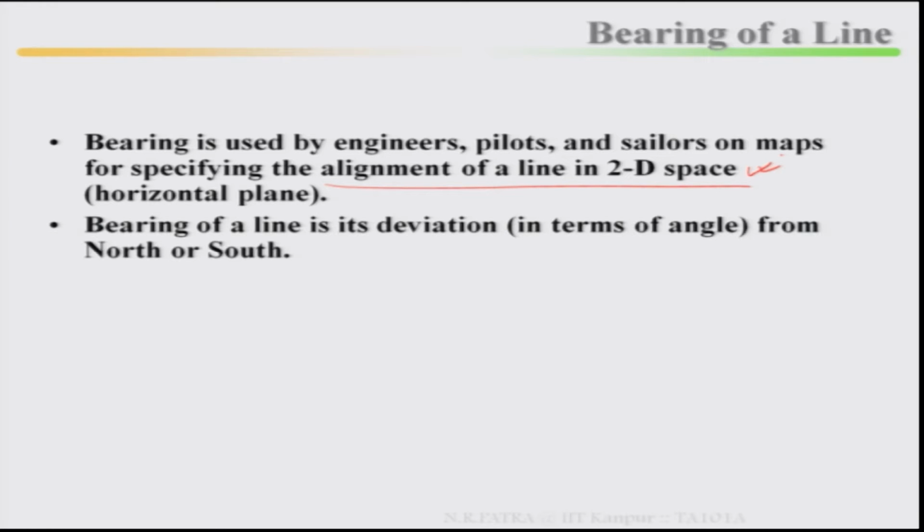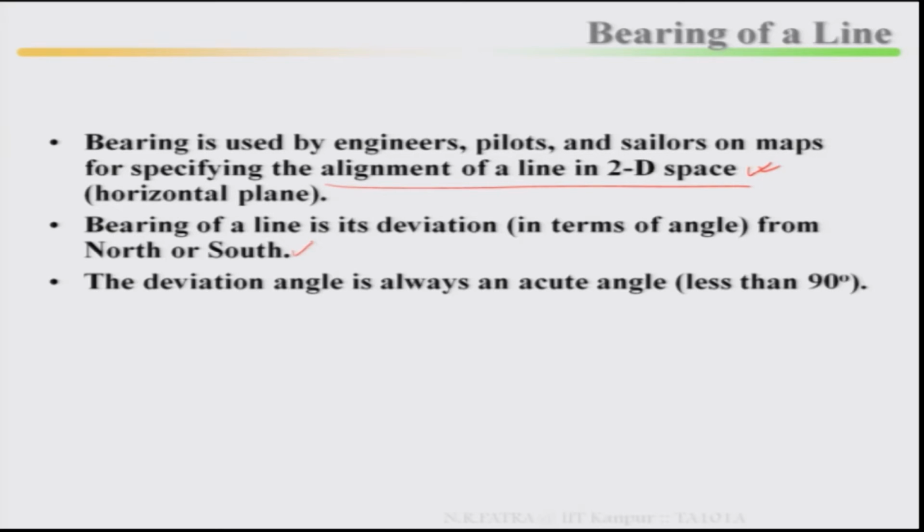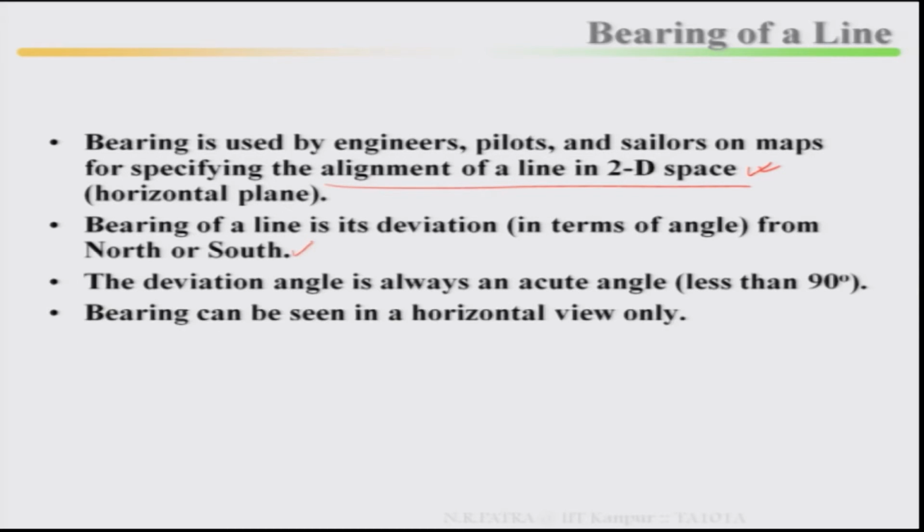Then the bearing of a line is its deviation in terms of angle from north or south. Bearing of a line is its deviation with respect to north or south, not east or west. Mark the difference. Then the deviation angle is always an acute angle, that means it is less than 90 degree. Then bearing can be seen in a horizontal view only.